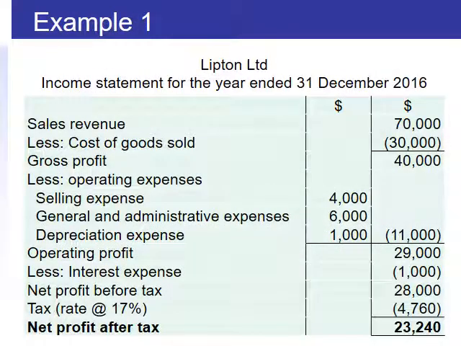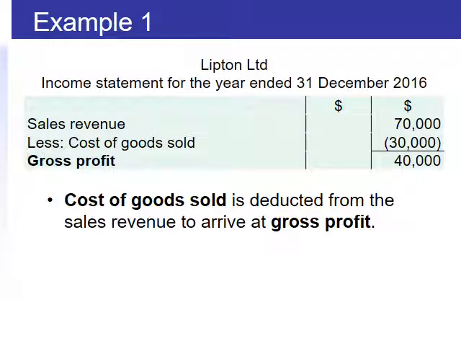Let's do Example 1 to help me explain things to you in bite size. I'll break it down in bite size so that you can understand it more easily. This is the income statement. You can look at the statement again, there are two additional items. Cost of goods sold is deducted from sales revenue to arrive at gross profit. So basically, sales revenue minus cost of goods sold gives you gross profit, a gross profit of 40,000. This is how you find your gross profit.